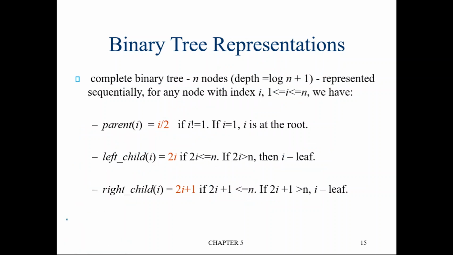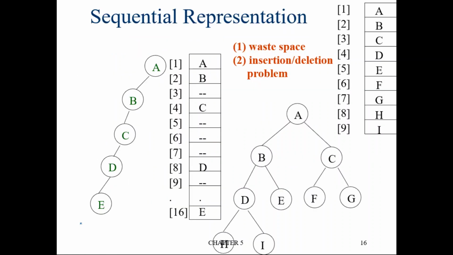So you should be able to remember this. Parent of i is nothing but i by 2, as long as i is not equal to 1. If i is 1, then it is the root node. Left child of i is nothing but 2i, as long as 2i is less than or equal to n. If 2i is greater than n, then i is the leaf node. Right child is equal to 2i plus 1 if 2i plus 1 is less than or equal to n. If 2i plus 1 is greater than n, then i is the leaf node. Okay, fine.